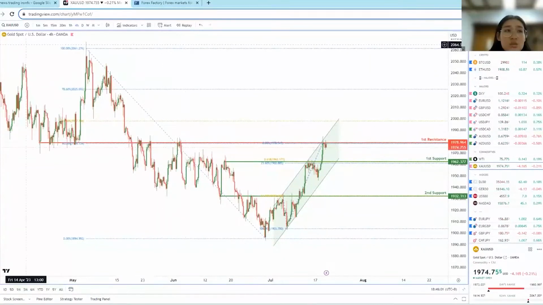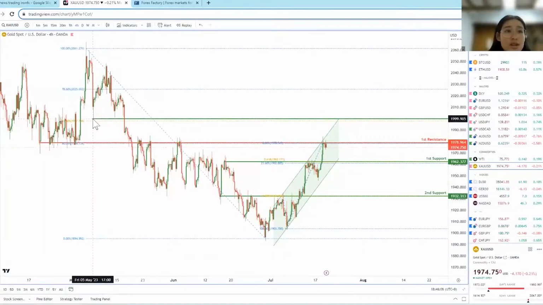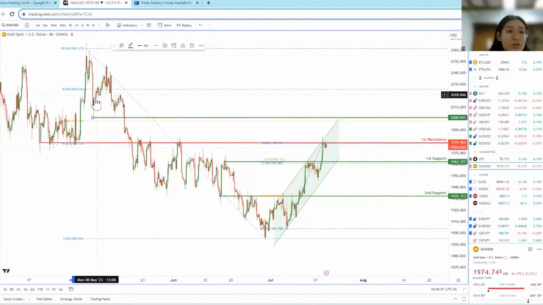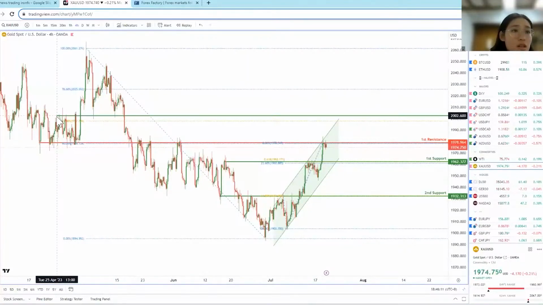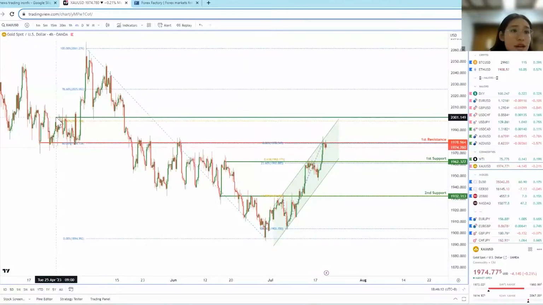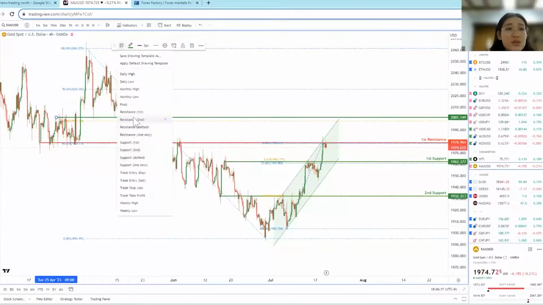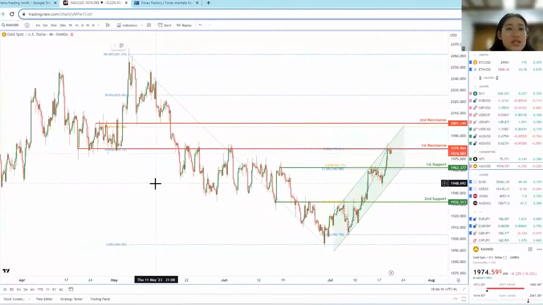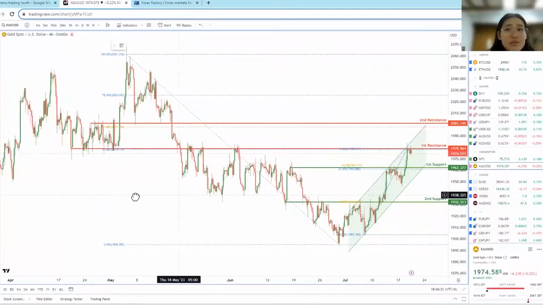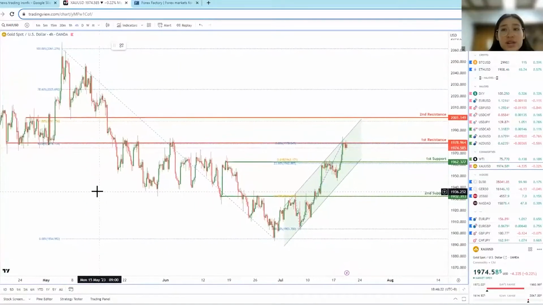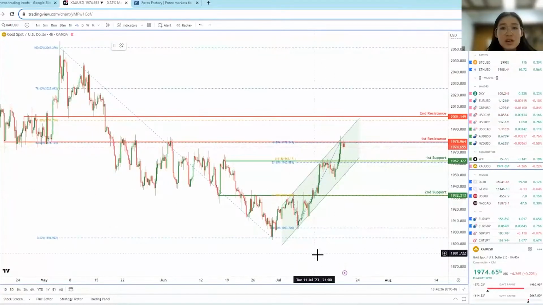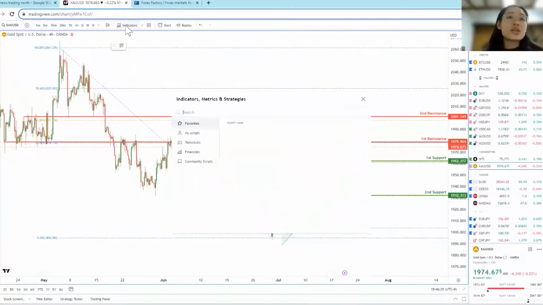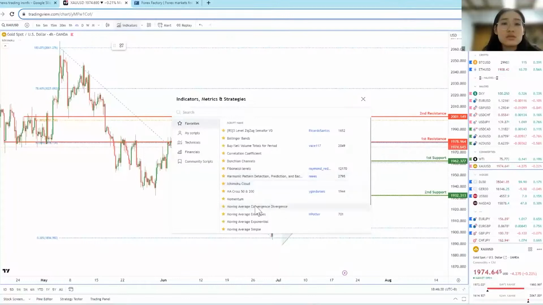But I have one more level I want to take note of. Right over here, we have two swing lows. Okay, and we can see price has tested this level many times. And it also lines up nicely with our 61.8. So I'm going to take note of that level as well. Okay, now let's go in with our indicators.